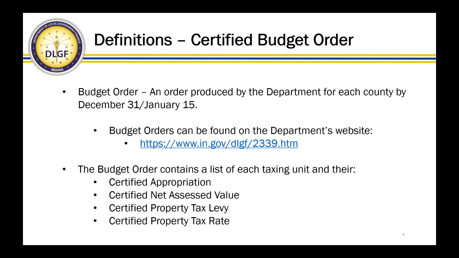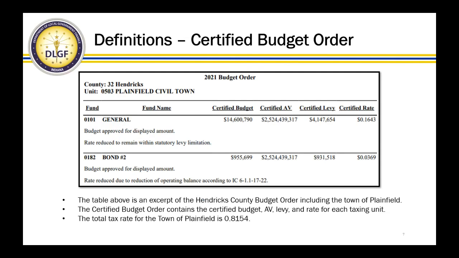certified property tax rate. Now, using a combination of your tax base, your net assessed value, and your certified property tax levy, we can figure out what rate everyone in that area will need to pay in order to generate that amount of property taxes. But if those are the words, let's take a look at a picture of this one.